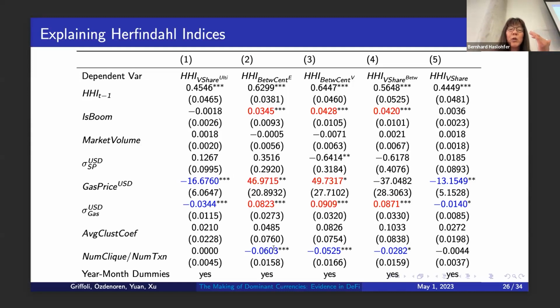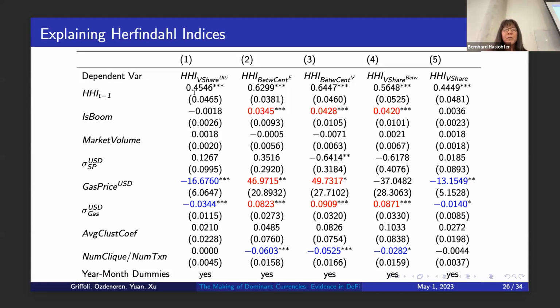So when do we see the opposite? When the world is more segmented. We look at the number of cliques in the network. When there's a higher degree of segmentation in the network, you see lower concentration. Again, this may say that when the world becomes more integrated, you see actually more concentration in dominant currency.